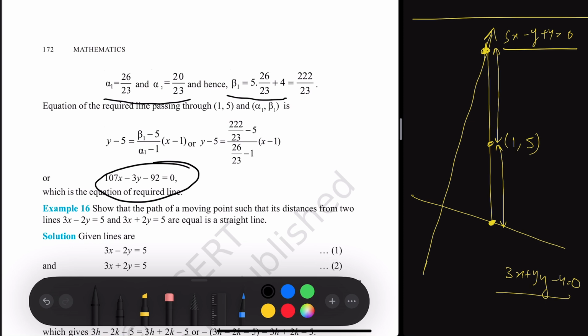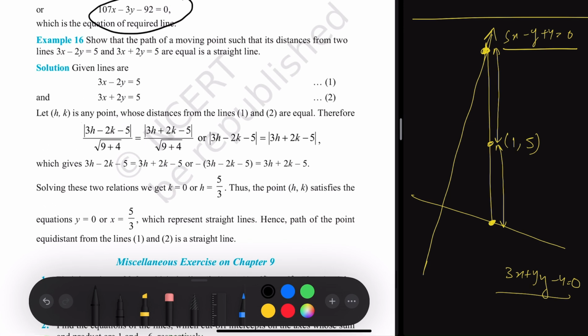Moving on to example number 16. So we have to show that the path of a moving point such that its distances from the two lines are equal is a straight line. Okay, so we are given these two lines.